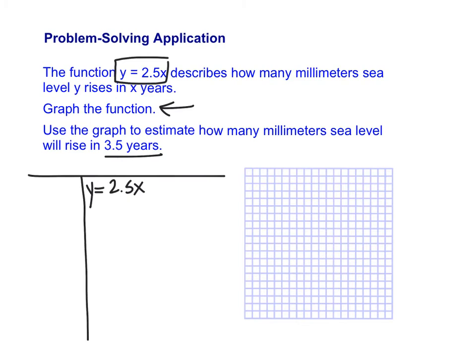And because this is a situation, there's context to all of these numbers, the number of millimeters sea level rises in however many years. We do want to think about what are some reasonable x values or some reasonable domain values. So first think negative numbers. Does it make sense for you to have a negative number of years? No, it doesn't. So we're not going to use negative numbers.